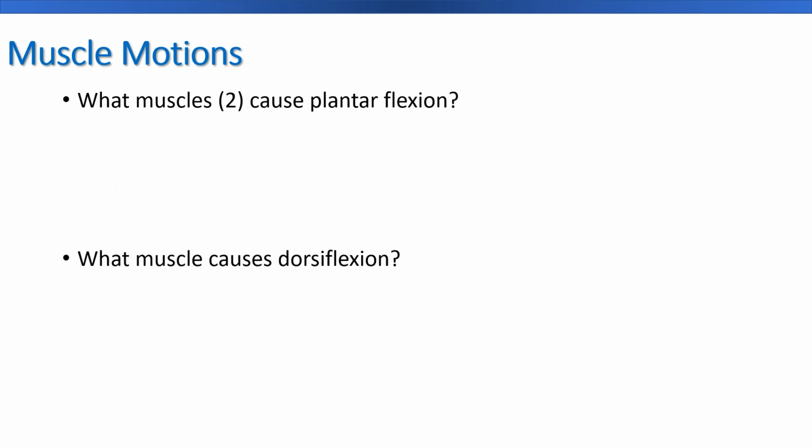What two muscles cause plantar flexion? What two muscles cause you to point your toe? Well, these are a couple of muscles that are found on the posterior aspect of the lower leg, and that would be the gastrocnemius and the soleus. And we learned one muscle that causes you to dorsiflex the foot. That's the tibialis anterior.